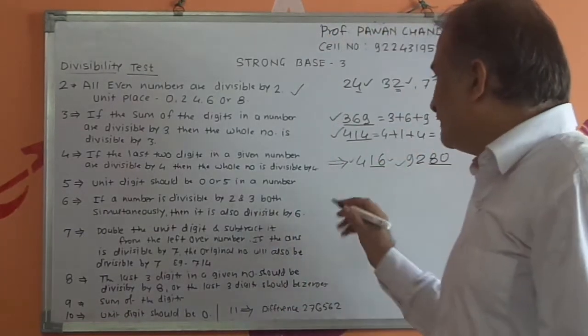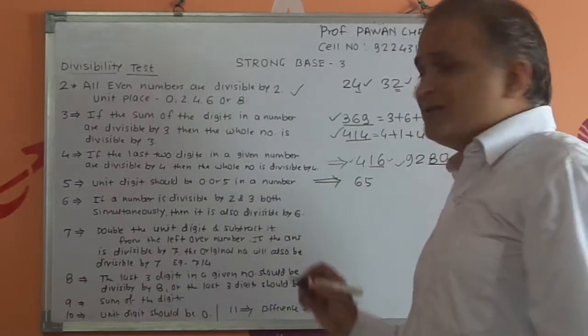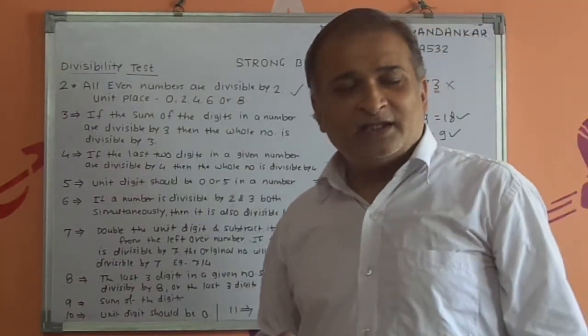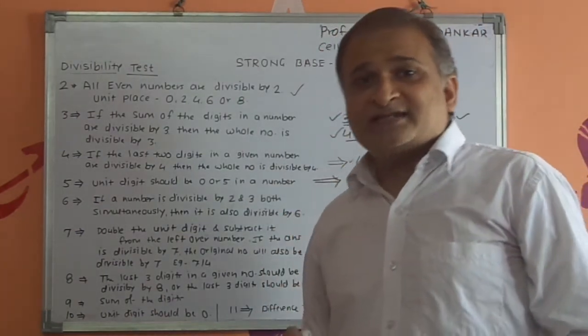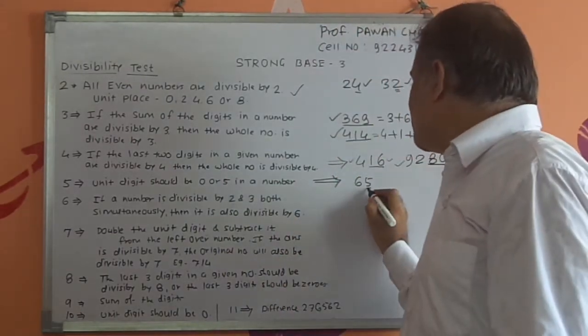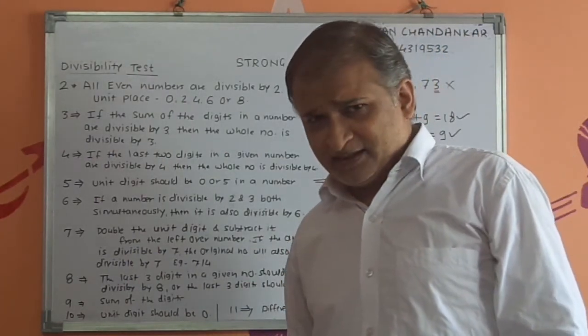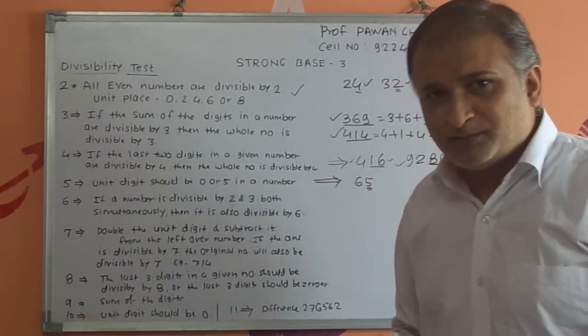For example, tell me kids, is this number 65 divisible by 5? Yes or no? Yes, 65 is divisible by 5. What is the reason? Look at the unit digit. The unit digit is 5. That's why the number will get divisible by 5.